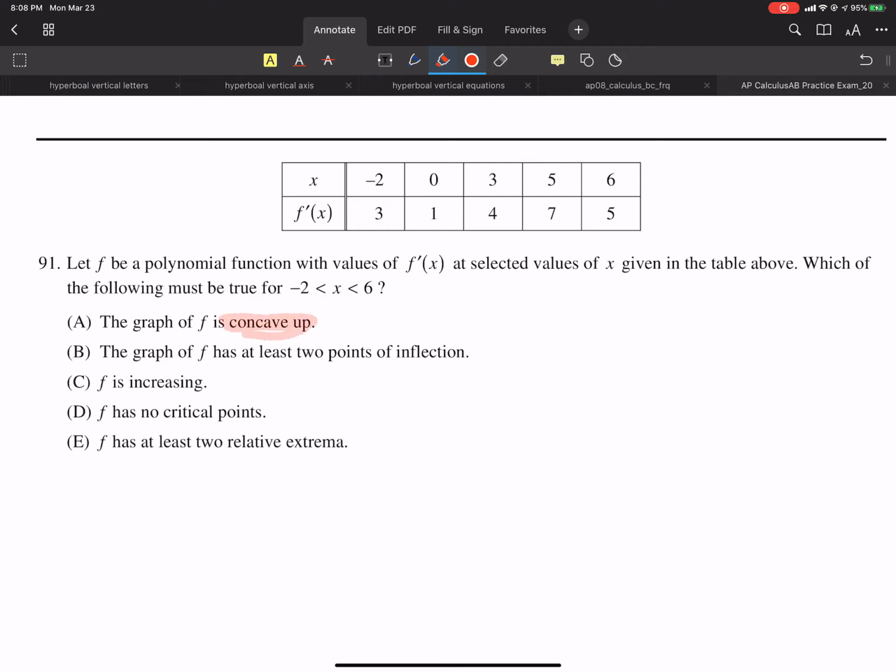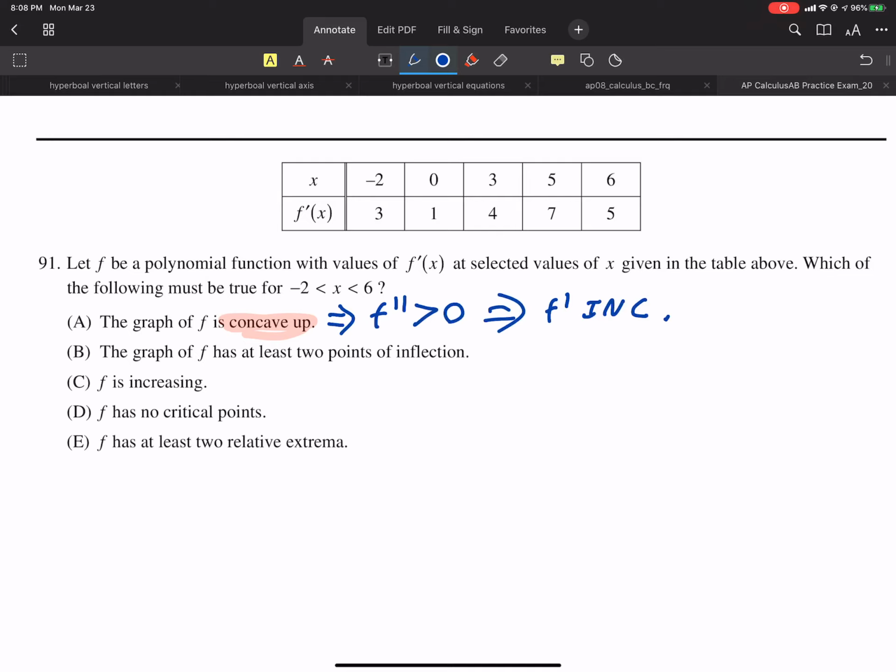Concave up. To be concave up, that means what? You should all know that implies that the second derivative must be positive. What does it mean if the second derivative is positive? That means the first derivative must be increasing.